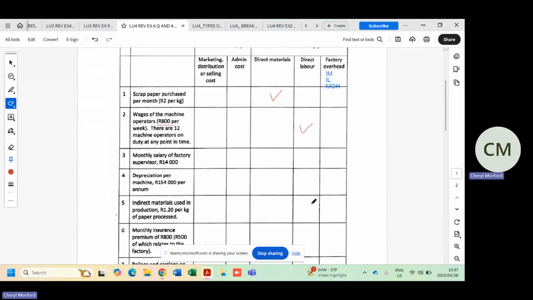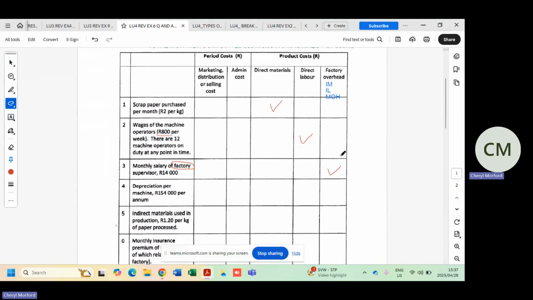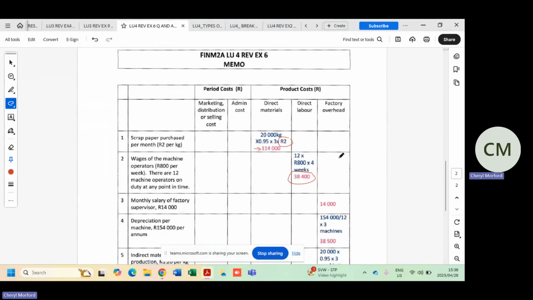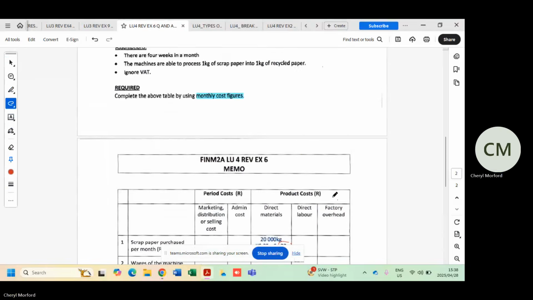Number 3, the monthly salary of the factory supervisor. So notice here that the supervisor is where? In the factory, but not operating the machines. So that's an example of indirect labor, which means that we are a factory overhead. So it is a product cost and a factory overhead. No calculation needed here because the amount is already given monthly. So let's see where we're going to put that. 14,000 rand under factory overhead.